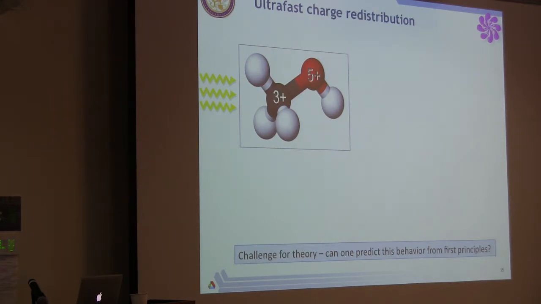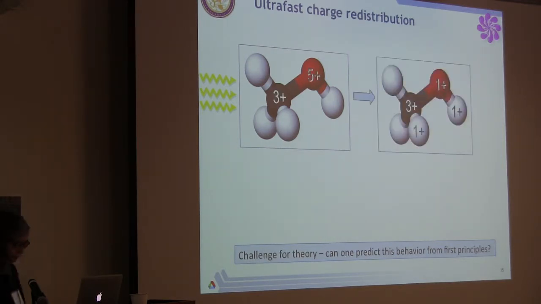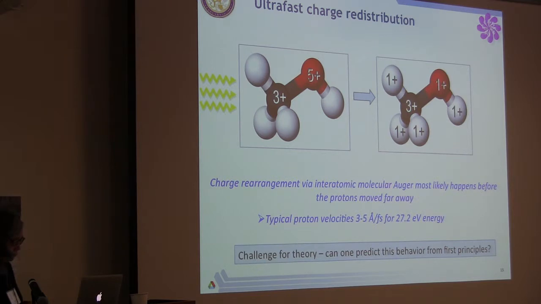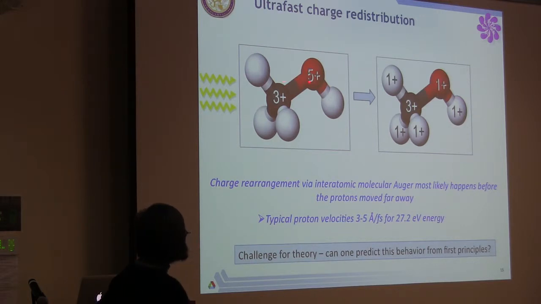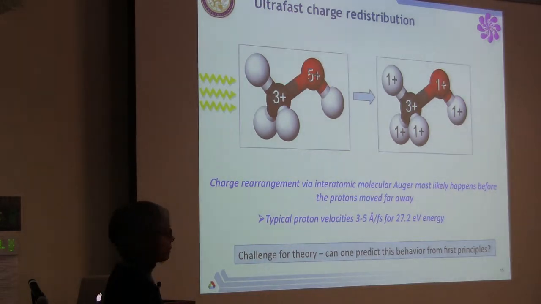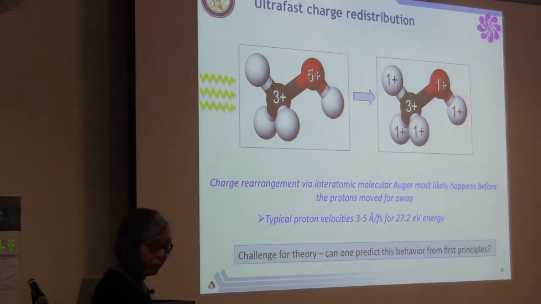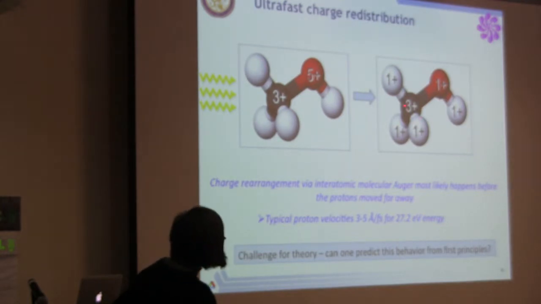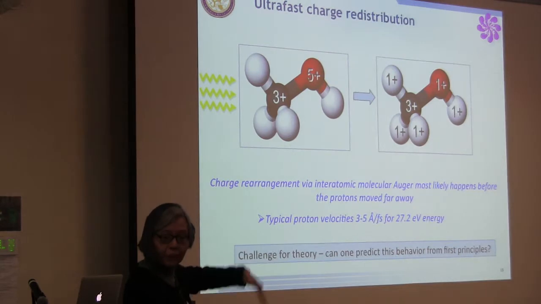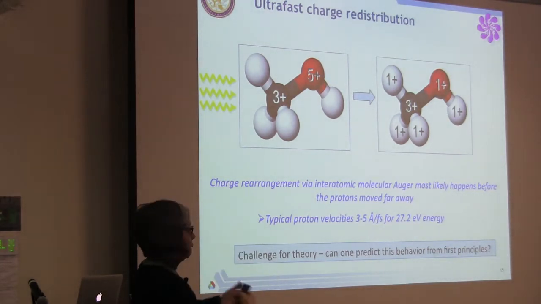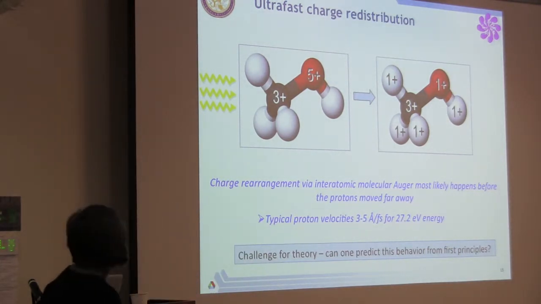Okay, and so here is the idea. These slides come from Argonne. And the idea is that you started out with this 3+5+ type stage. But then there's this very ultra-fast charge redistribution before the Coulomb explosion, such that you end up with this 3+1+ stage that seemed to fly in the face of the kinetic energy release.